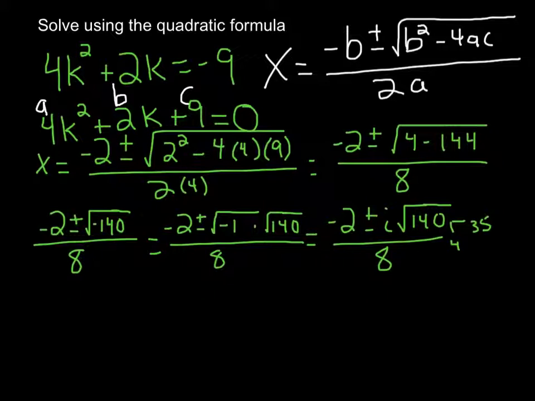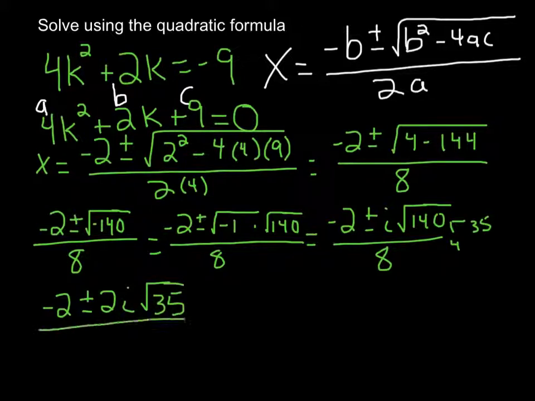That'll be -2 plus or minus. And it's going to be plus or minus, and 4, if we bring that on the outside, the radical is 2. So we're going to bring that out. And that's going to essentially be 2i square root of 35 all over 8.